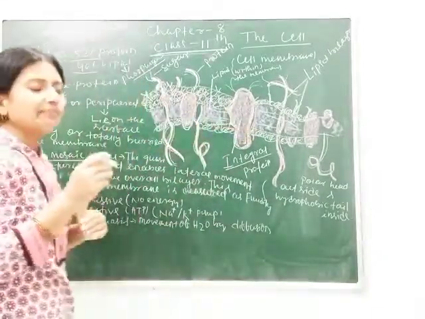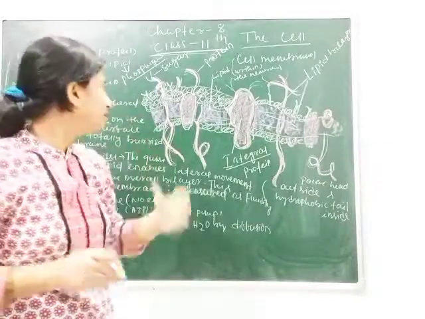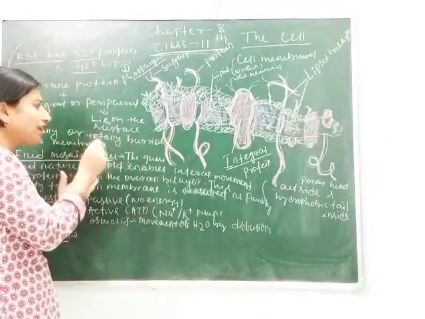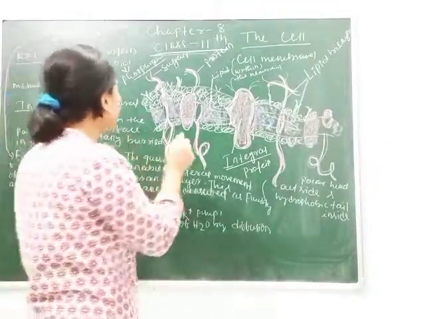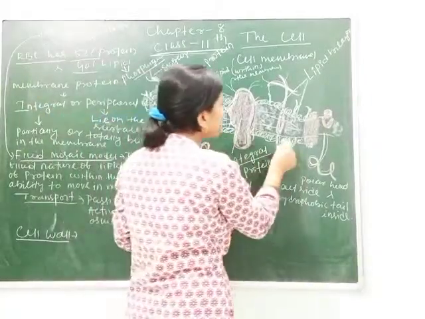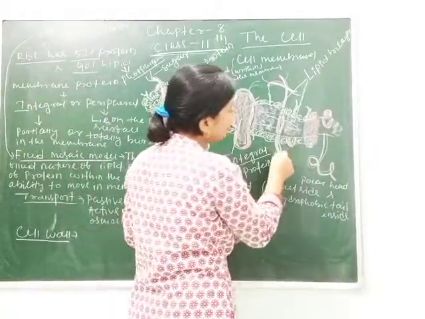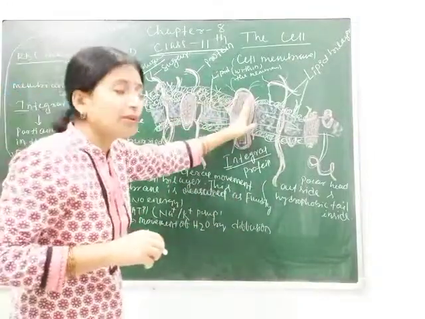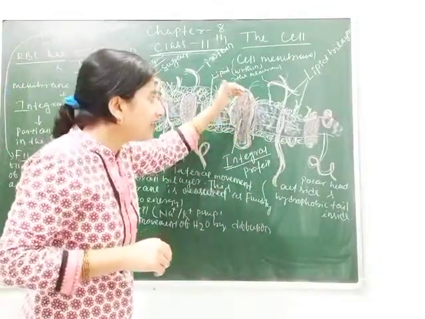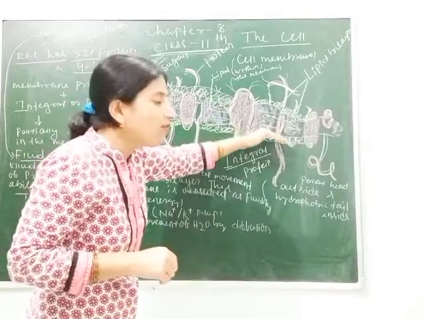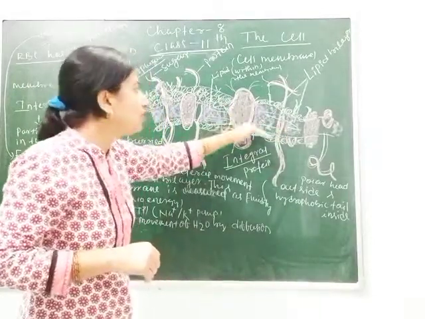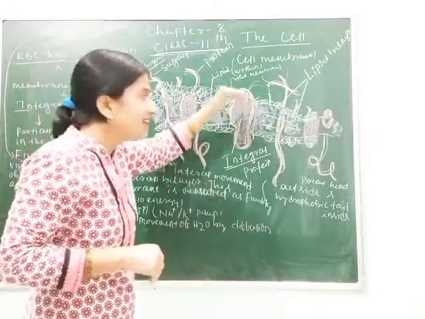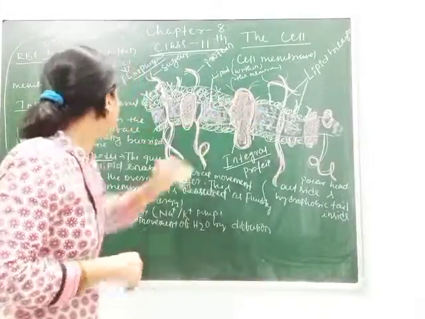Peripheral protein: periphery means away from the center. So peripheral protein always lies on the surface. But the integral protein is inside, and the peripheral protein lies on the surface. We can say this is in, and this is on.